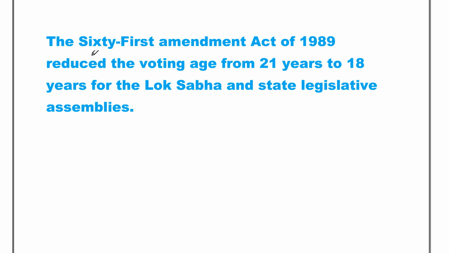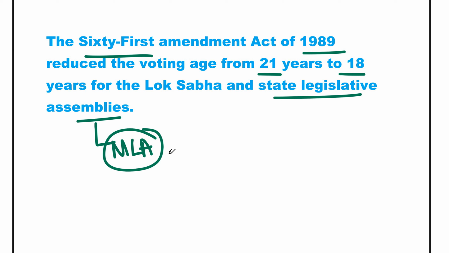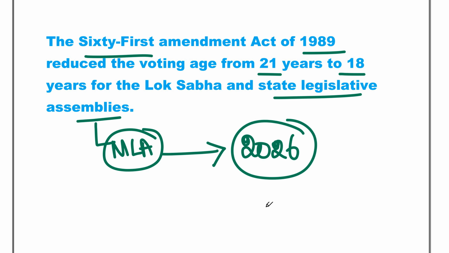So I already told you about the 61st Amendment Act 1989. Voting age was reduced from 21 to 18 years in Lok Sabha as well as in the state legislative assemblies, for MLAs. Now, when is the MLA election due in Tamil Nadu? 2026. Very good. How many MLA constituencies in Tamil Nadu? 234.